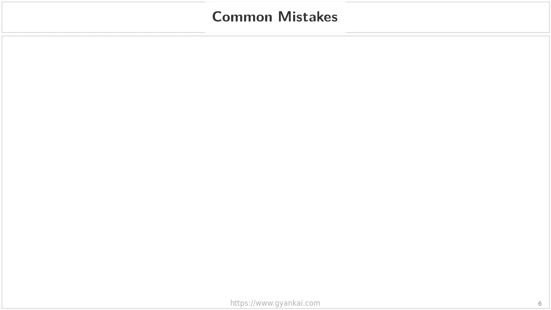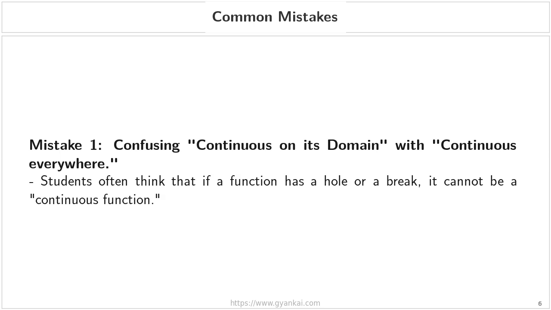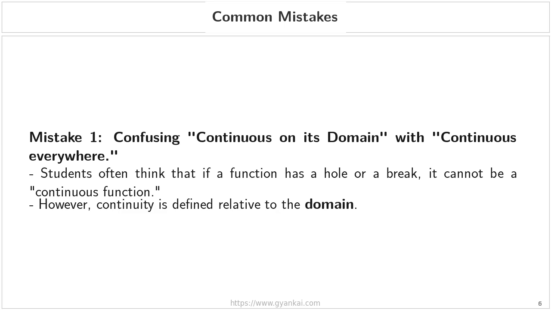Common mistakes. Now that we have walked through a concrete example of a continuous function, it is important to address some common pitfalls that students often encounter when applying these concepts. Let's look at the first mistake: confusing the term continuous on its domain with being continuous everywhere. Many students instinctively feel that if a graph contains a hole or a break, it cannot be classified as a continuous function. However, it is crucial to remember that continuity is always defined relative to the domain of the function.